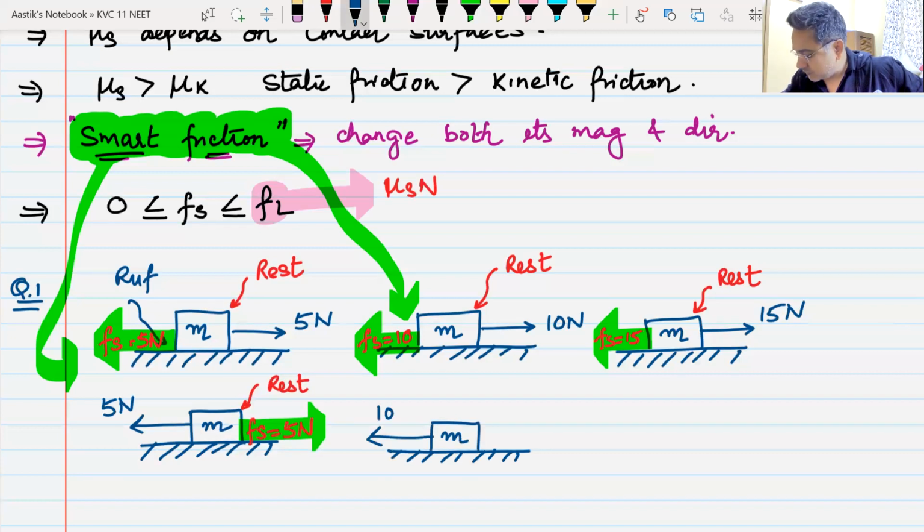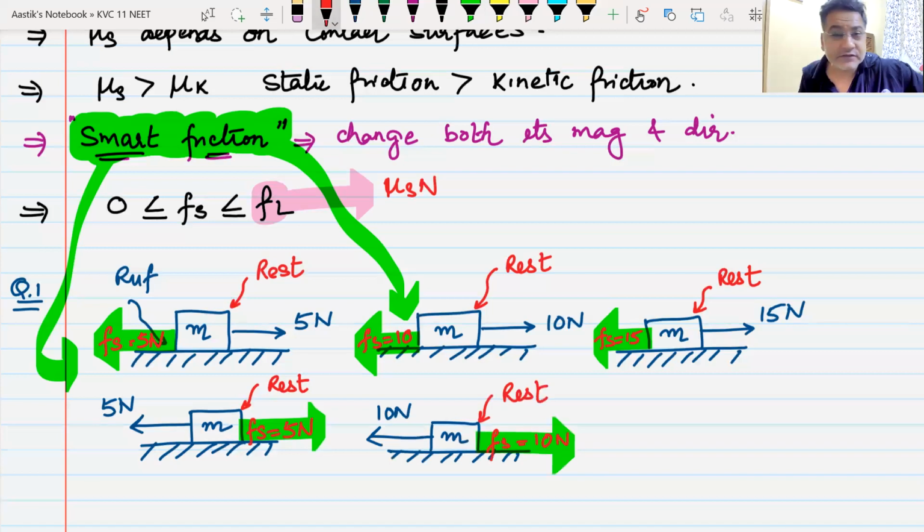Apply a force of 10 newtons. Still remains at rest. What is the magnitude and direction of static friction? Direction right. Static friction magnitude 10. See, smart friction. We are also getting smarter with this smart friction. If you stay in touch with smart people, you are going to get smart. Static friction is smart. If you understand this smart friction, we become smarter as well.